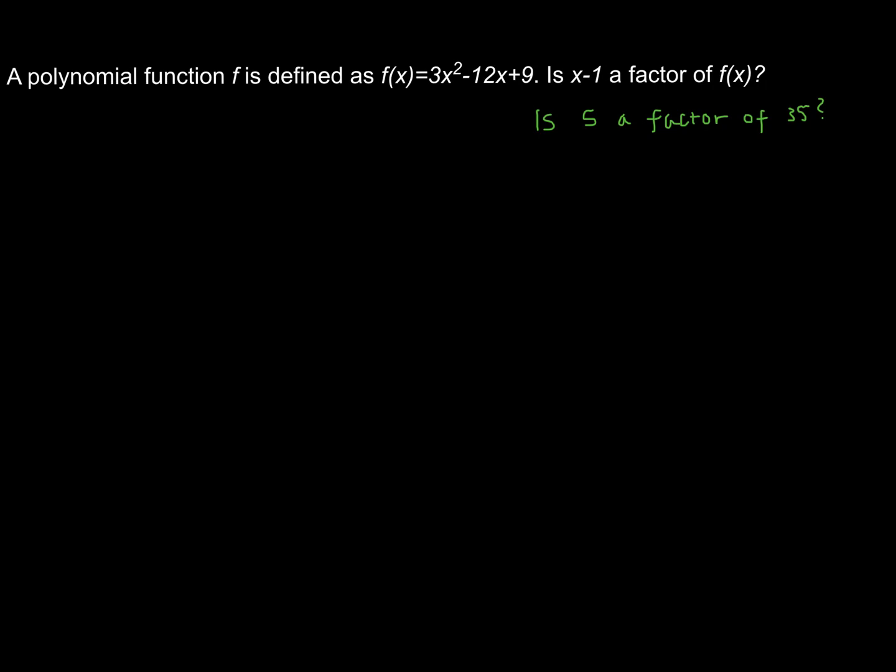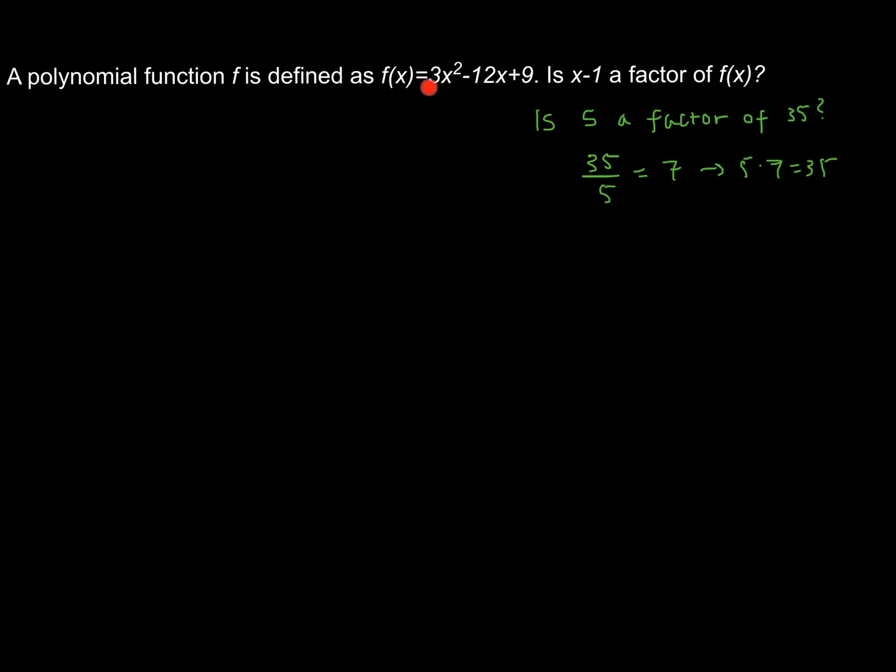Well, how do you know? You took 35, you divided it by 5, and you got 7, which means that 5 times 7 is 35. So, yes, 5 is a factor of 35 because it goes in a whole number of times. There's no need to add on anything at the end. You just multiply it by 7. So let's apply that same idea here.